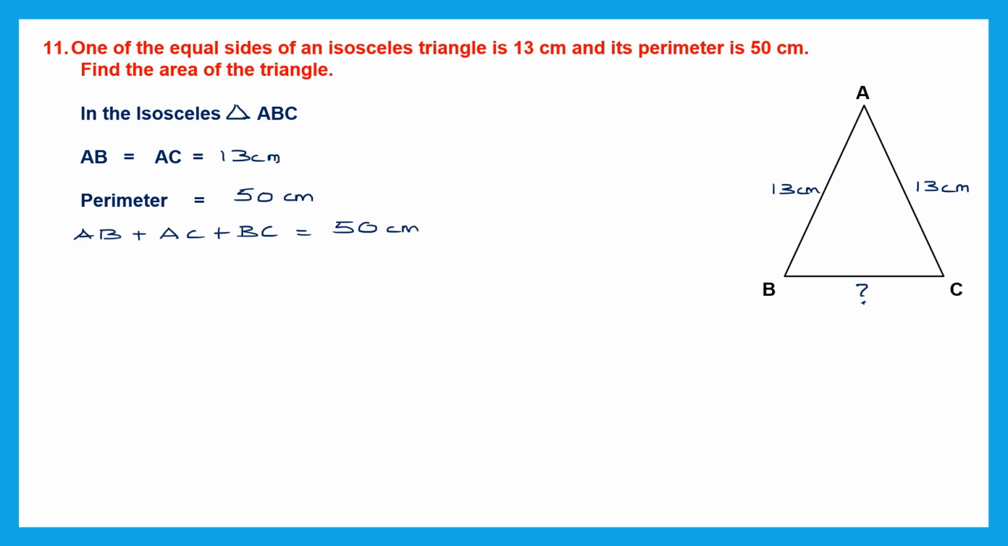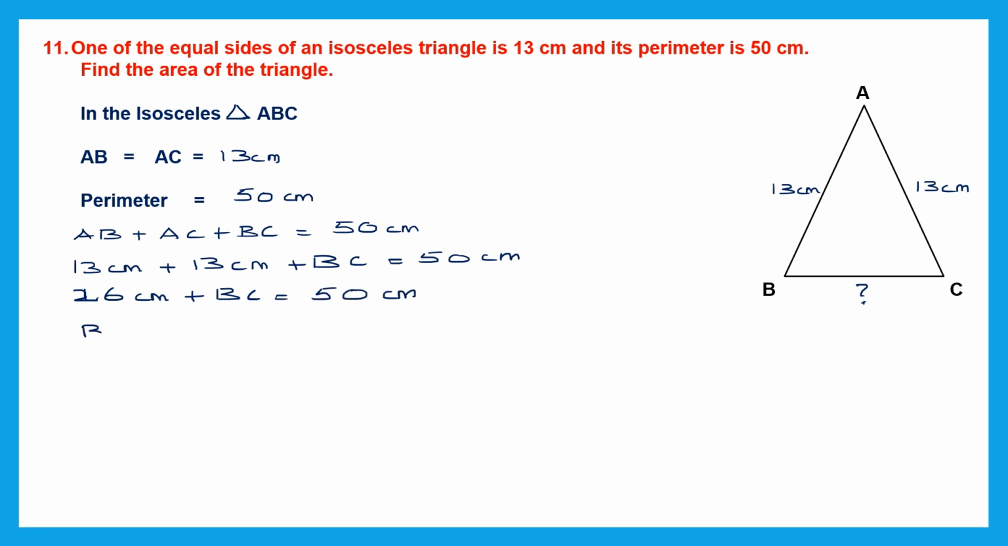Now how much is AB? AB is 13 centimeters. AC is also 13 centimeters. Now we are going to find BC, and all this will add up to 50 centimeters. So to find BC, we say 13 centimeters plus 13 centimeters is 26 centimeters plus BC is equal to 50 centimeters. Now let's find BC. BC is equal to 50 minus 26, which is equal to 24. So BC is 24 centimeters.